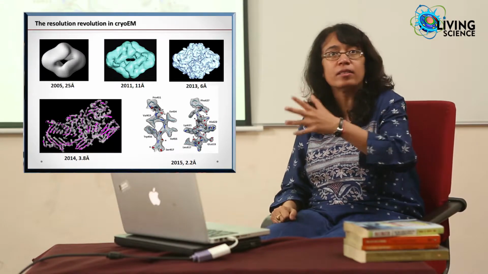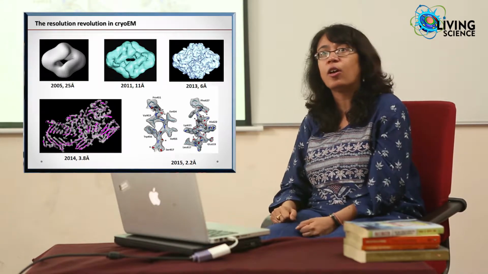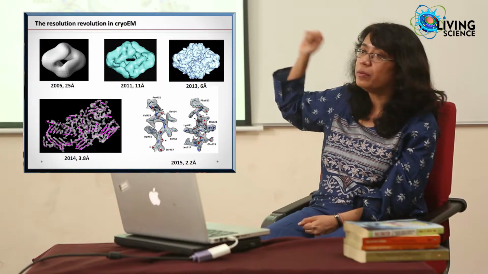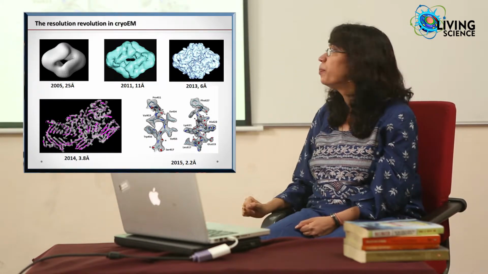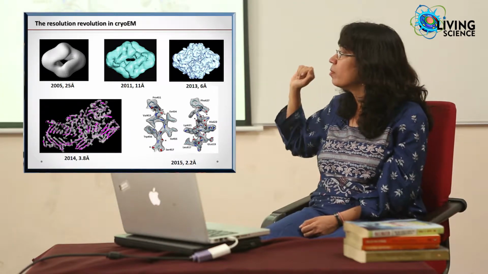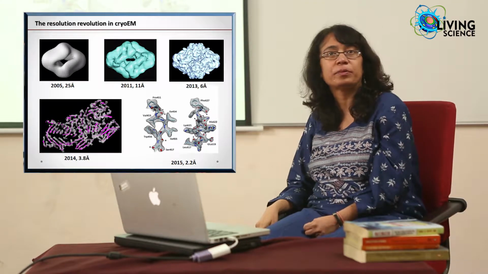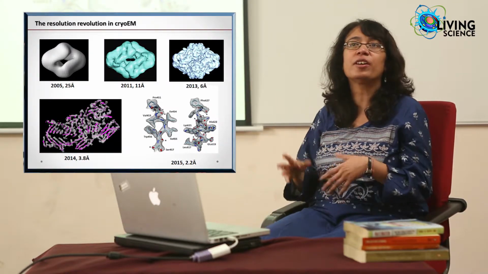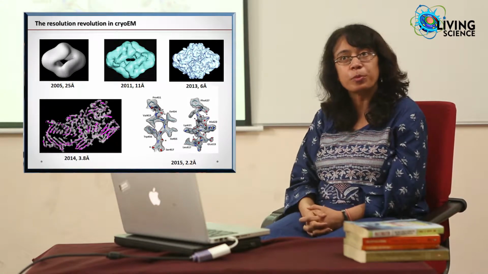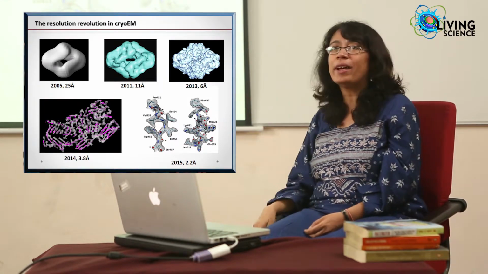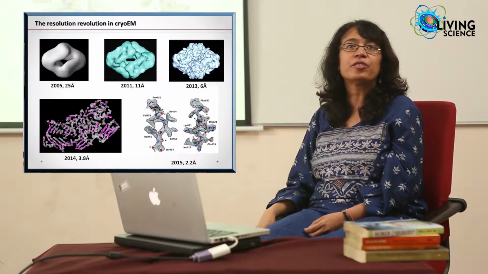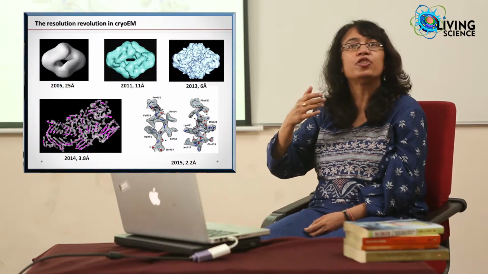You can tell the overall shape of the molecule, but you really cannot visualize the finer details of the protein. Now, in 2011, the same structure was solved at 11 angstrom. In 2013 at 6 angstrom, in 2014 at 3.8 angstrom, and then in 2015 at 2.2 angstrom. As you can see, the features are becoming more and more defined as the resolution improves. And finally, in the 2.2 angstrom structure, you can basically understand individual side chains of each amino acid, and you can fit them directly in the density.